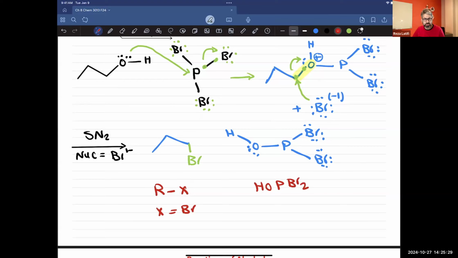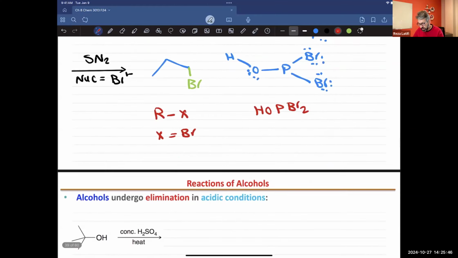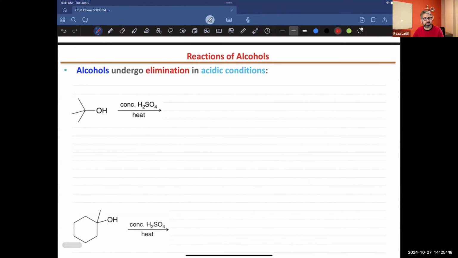Okay, so as you see, we got an alkyl halide, and we started with a primary alcohol and ended with an alkyl halide. And also we got an acid, and our acid is not that strong an acid, but still it has some acidic character. Okay, now what will happen if you expose alcohol to acidic conditions?